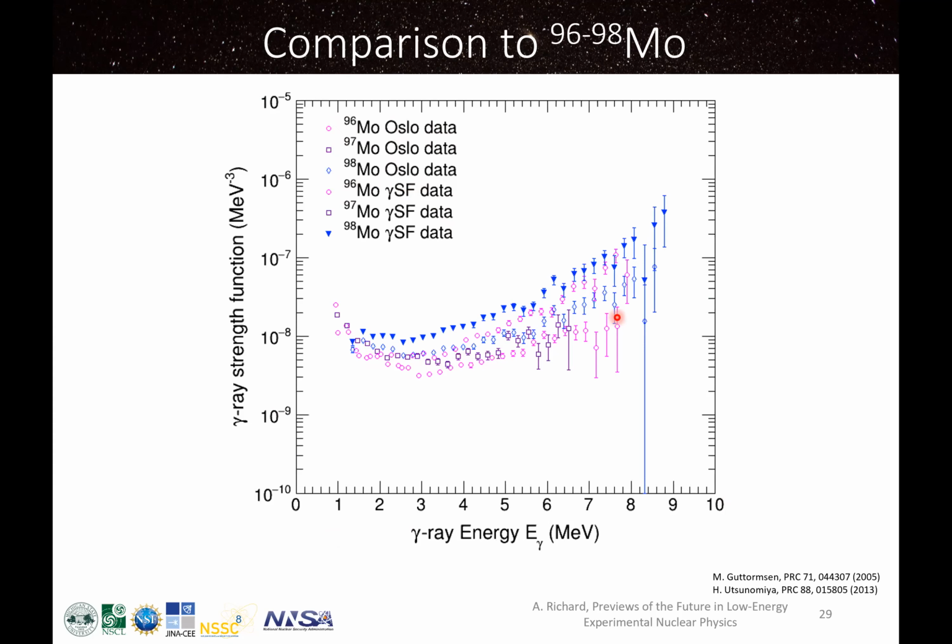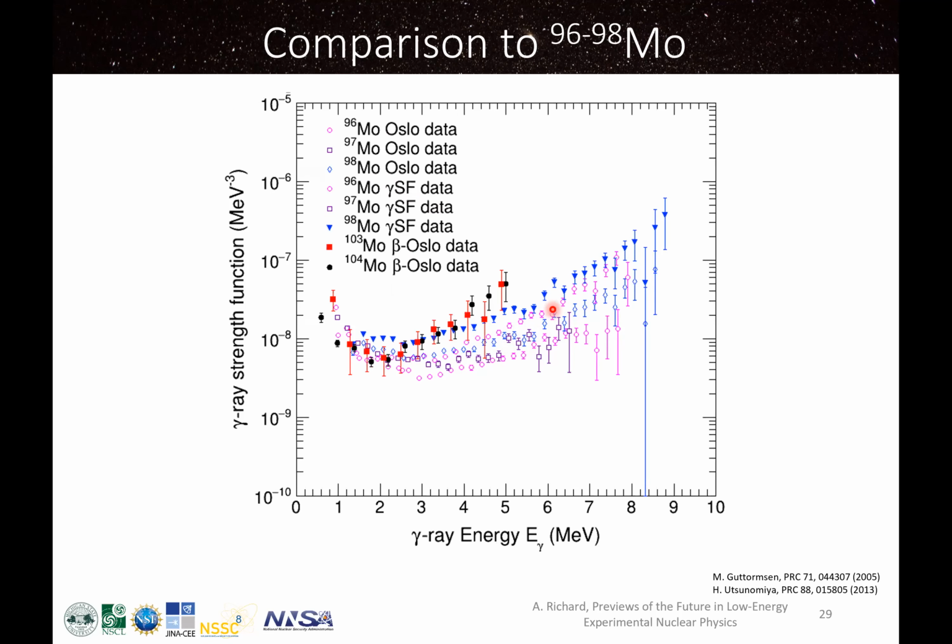So you can start to notice a trend. Mo-96 is shown here. And then for these purple boxes, Mo-97, that's shown here. You can see that the slope starts to increase as we increase mass number. And then once we get to the blue, which is Mo-98, you can see that the slope increases even more. So it has this systematic way of the slope at higher energy increasing as you go up in mass.